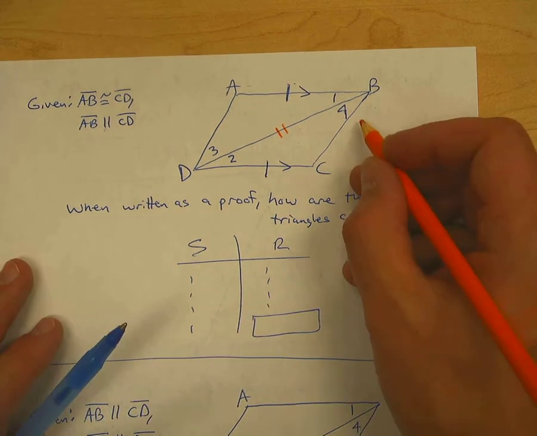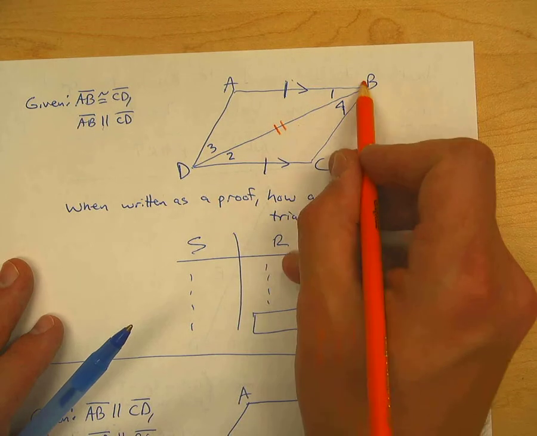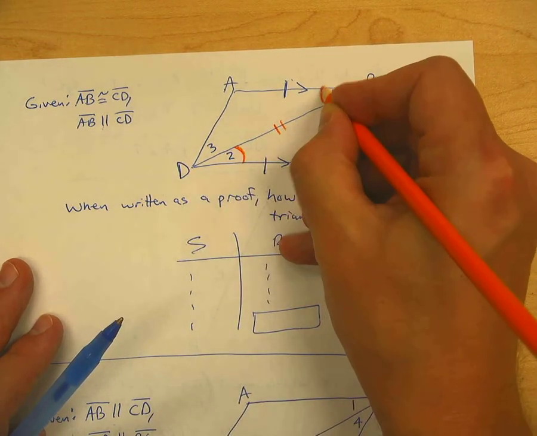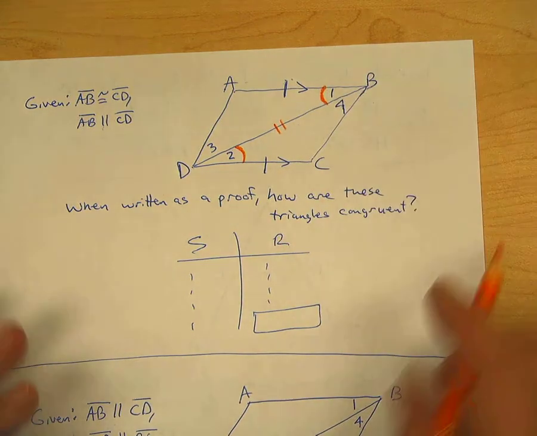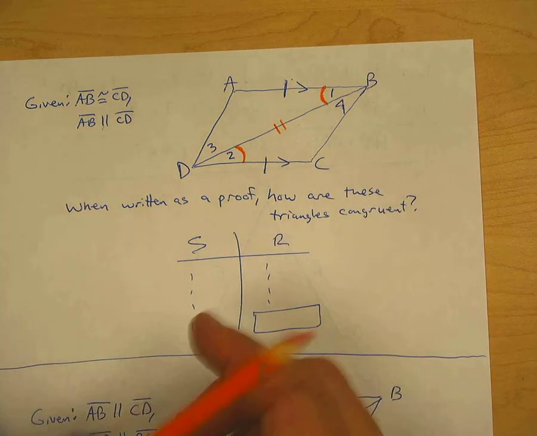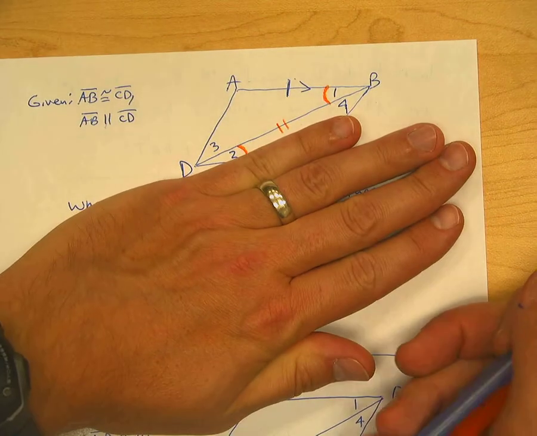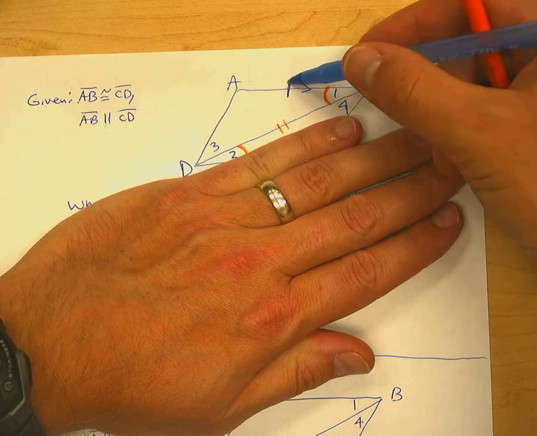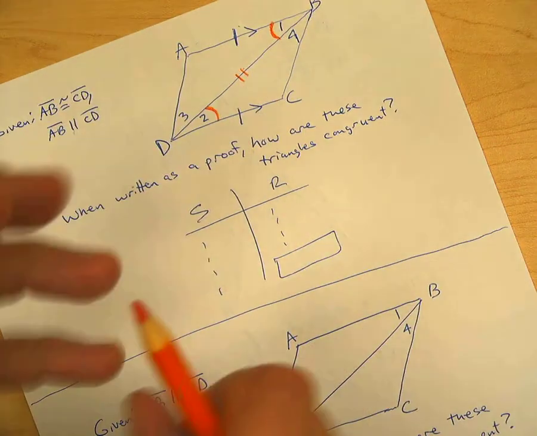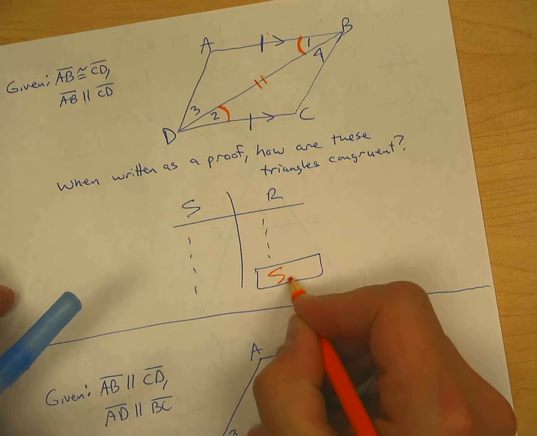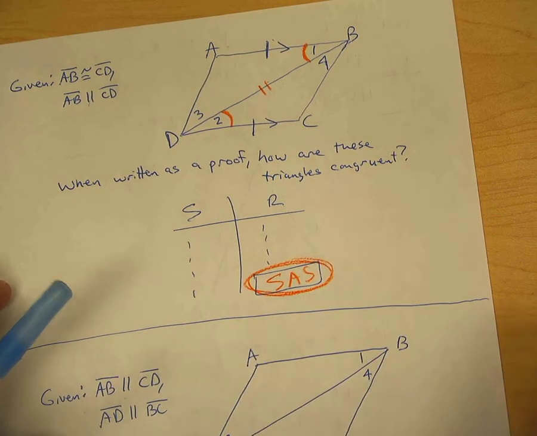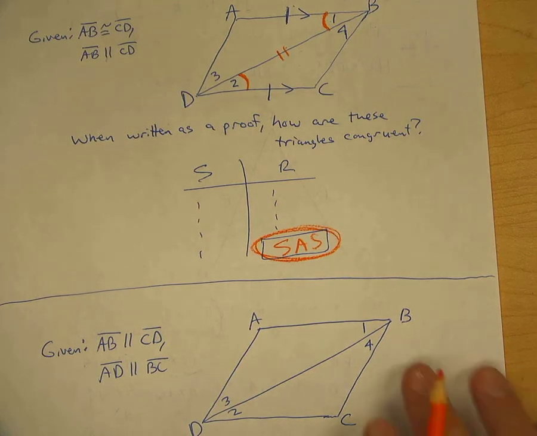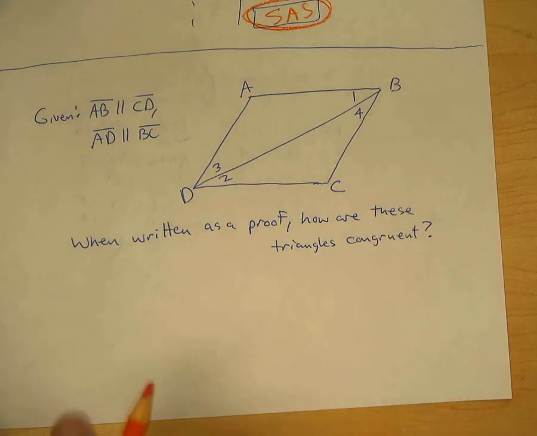And I also know that since these are parallel lines, this is a transversal, I have alternate interior angles that are congruent. So that means in each triangle here, you can see this, I have a side congruent, an angle, and a side. So this is SAS. So that's going to be your answer for this one. You won't have to write a full proof like we did in class, but you do need to know how they're congruent. All right? Same type of thing for this one.